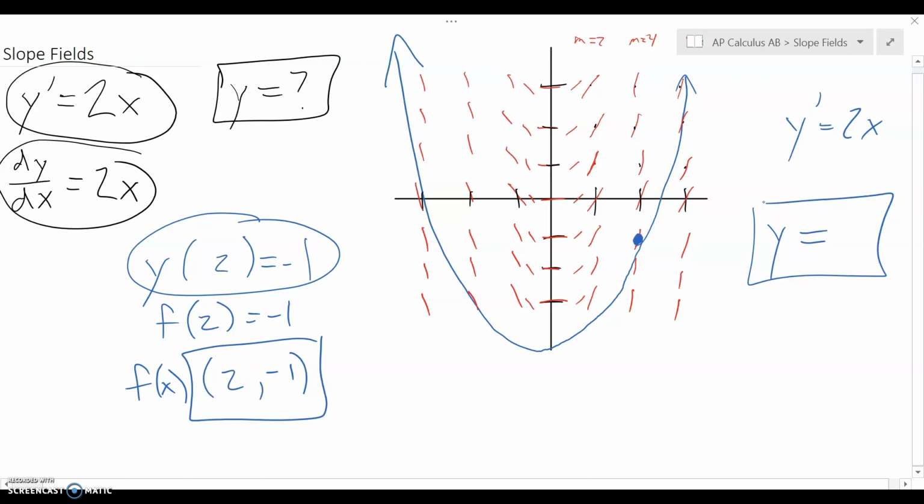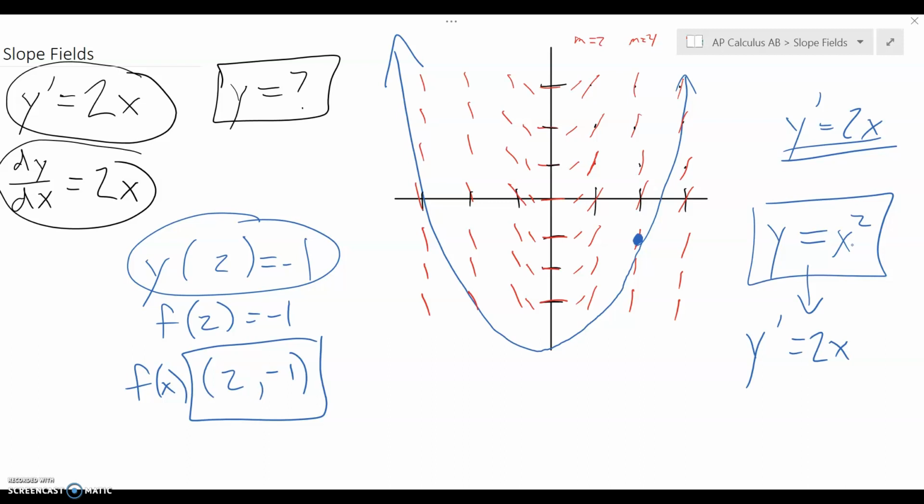And in this case, it shouldn't be too big of a leap to say y equals x squared would be the solution here, because if you were to take a derivative of this, y prime is 2x. That's what the differential equation is saying. So y equals x squared would be a function solution to this slope field, but the slope field itself is just a set of little slope snippets that you can follow based on whatever initial condition you're given. And in this case, I just arbitrarily chose 2, -1. You could choose any dot you wanted.